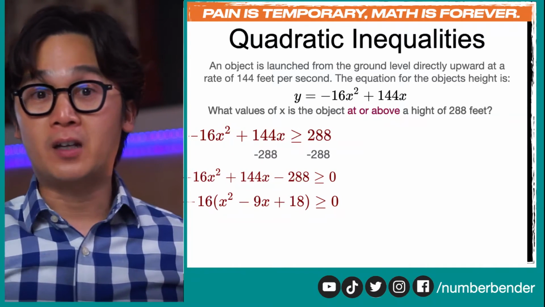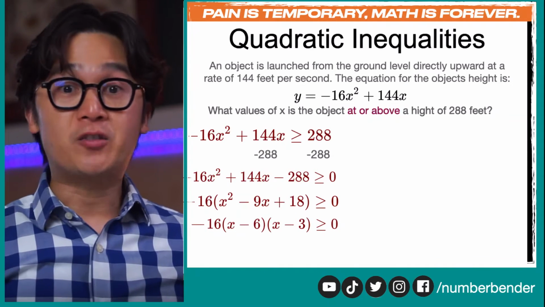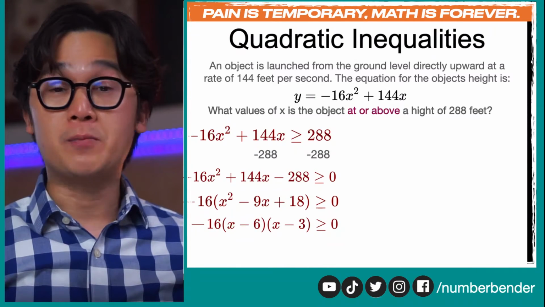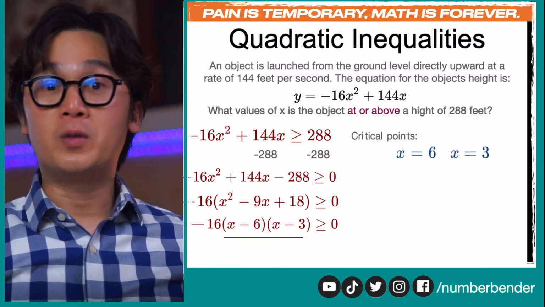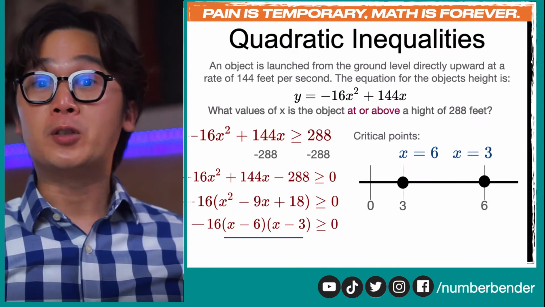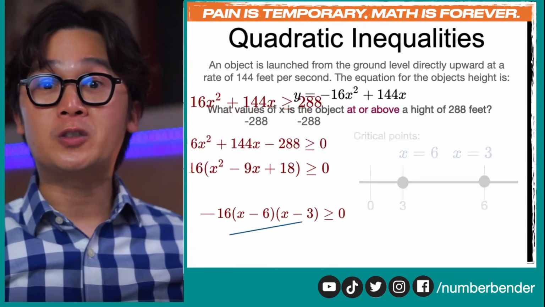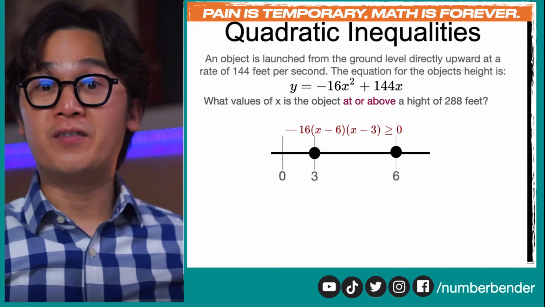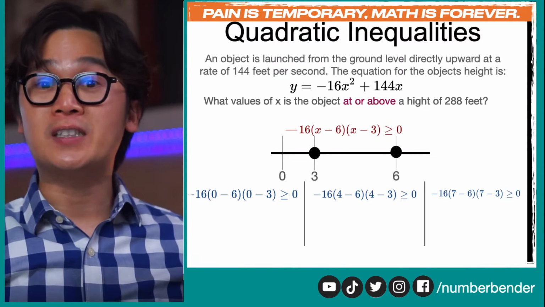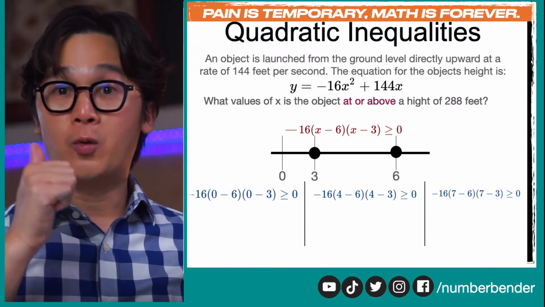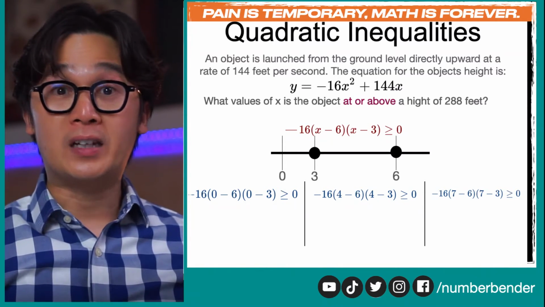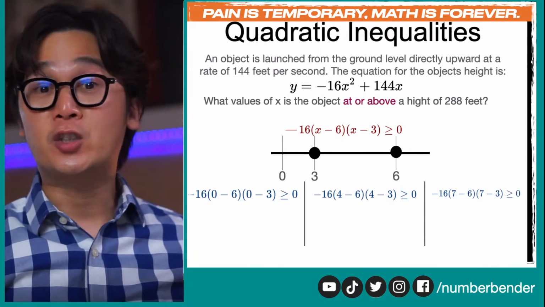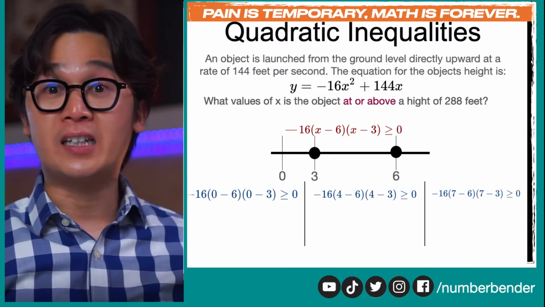First, we need to find the critical points or the critical numbers by factoring our quadratic, which is negative 16x squared plus 144x minus 288. And now that we have found our critical numbers, which are 6 and 3, we're able to produce our number line, which we will use to check our sign chart to see which partition will give us a true statement. We can either use our quadratic inequality in its standard form, or we can also use it in factored form. I always use the factored form because it's a lot easier to manipulate.